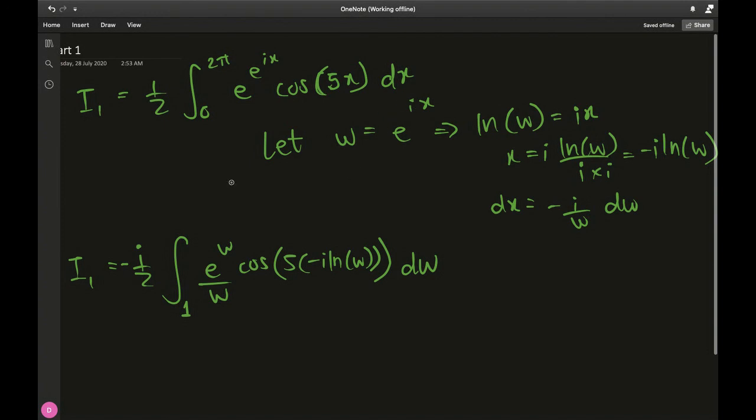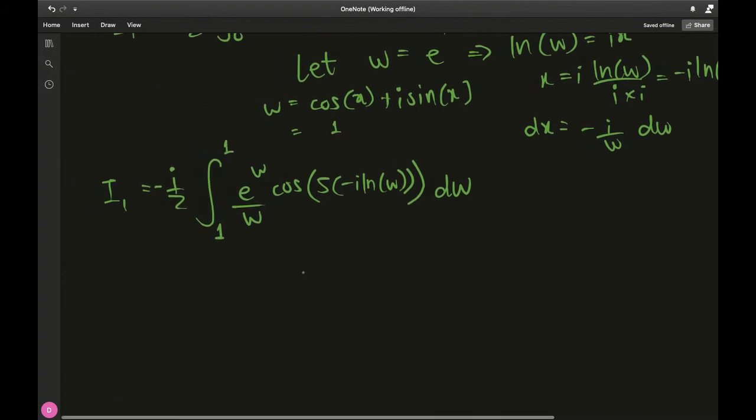Now w is e to the ix. E to the ix is cosine of x plus I sine of x by Euler's formula. Now if you plug in 2 pi here, cosine of 2 pi is 1, sine of 2 pi is 0. So we have 1 for the upper bound as well.